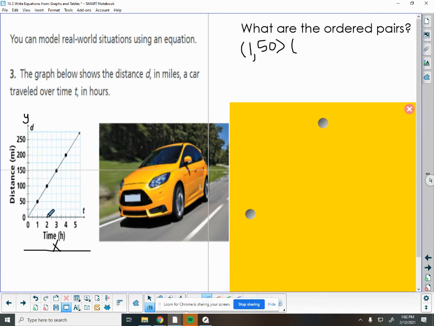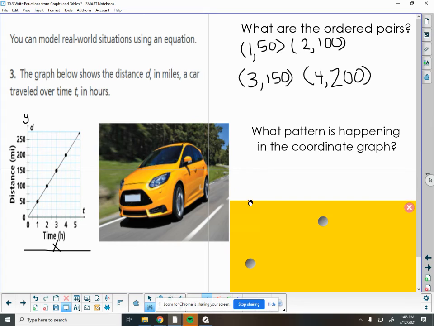So next we have 2, and now they've gone 100 miles. Then 3 hours is 150 miles. And then 4 hours is 200. So we always use that x across, then go up, is 200 here. So what kind of patterns are you noticing here?